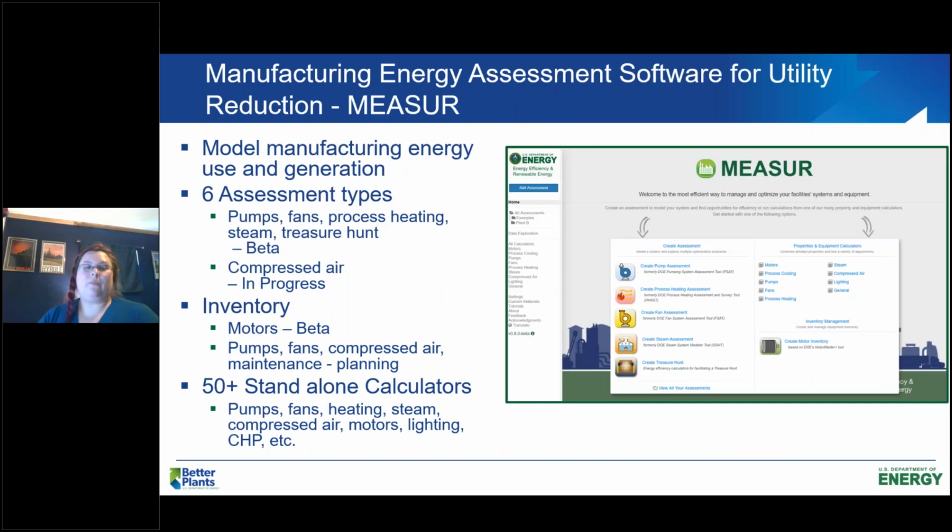So MEASUR. We will have 6 assessment types. We have 5 right now: pumps, fans, process heating, steam, and a treasure hunt. And we are working on compressed air. We have an inventory system. Right now we have motors. This is a new feature as of yesterday. We are also planning for pumps, fans, compressed air, and a maintenance log. We also have over 50 standalone calculators for pumps, fans, heating, steam, compressed air, motors, lighting, CHP, and much, much more. Next slide.